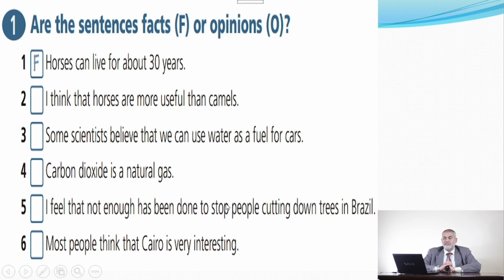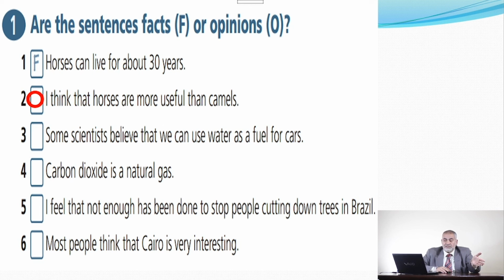Workbook. Are the sentences facts or opinions? Is this fact or opinion? Horses can live for about 30 years. This is a fact. حقيقة. Opinion, رأي. When you speak about your opinion, you say, I think. So I think that horses are more useful, so it is an opinion.